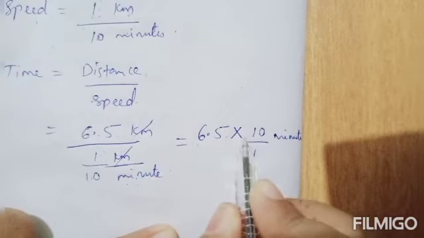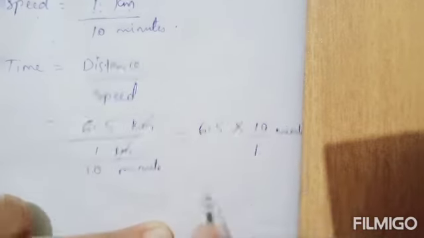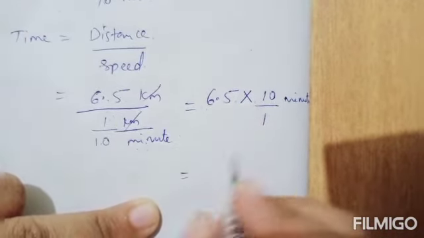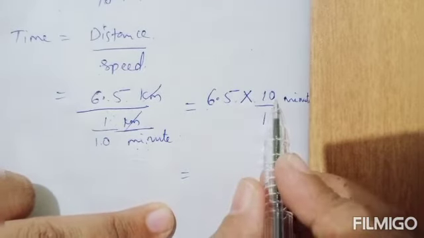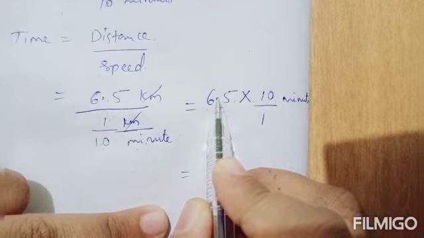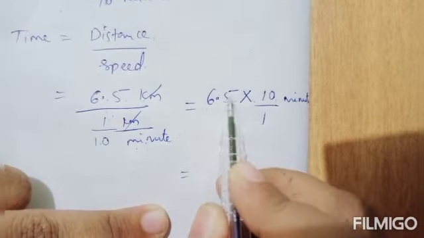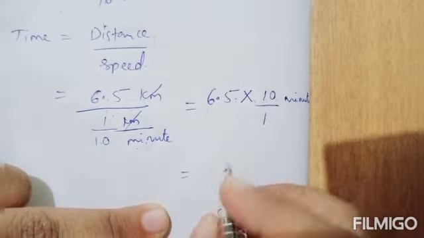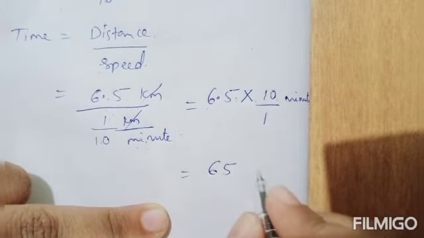Okay, 6.5 into 10 by 1, it is 10. Okay, so 6.5 into 10. What will you get? Multiplication by 10, the decimal point will move one place to the right. Okay, so this is 1. Here will be the decimal point. That is 65 minutes.